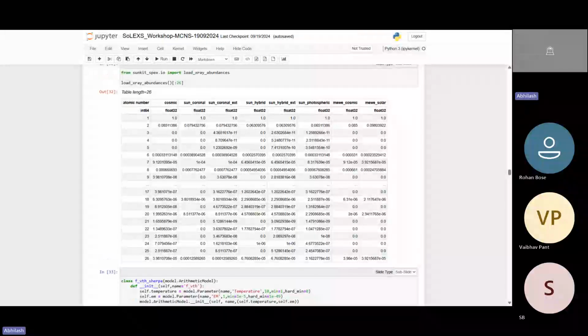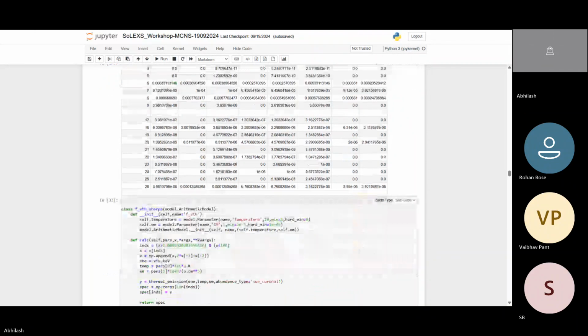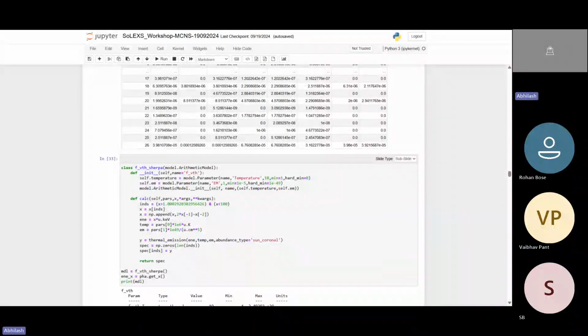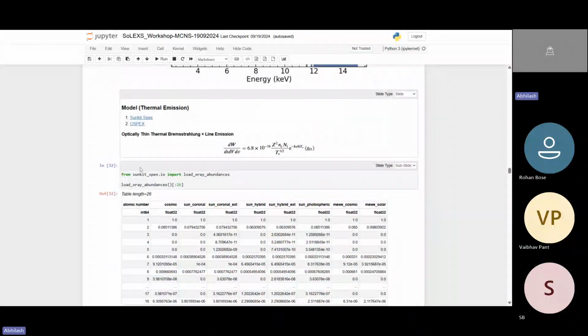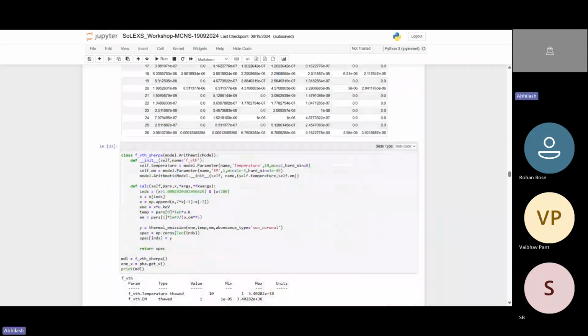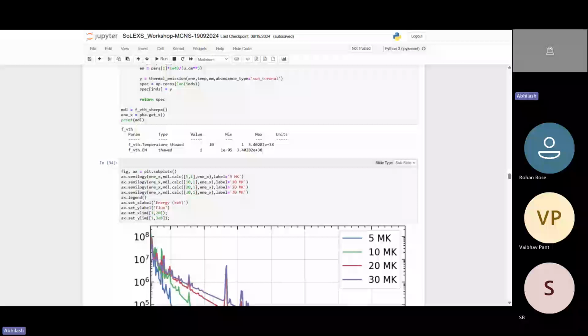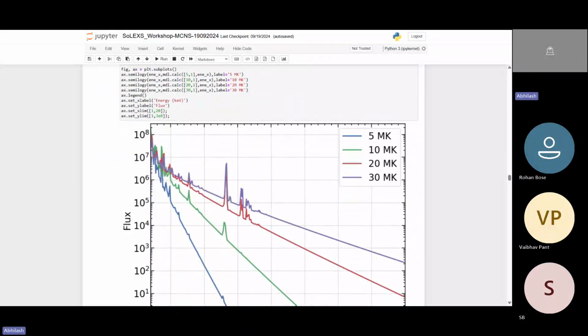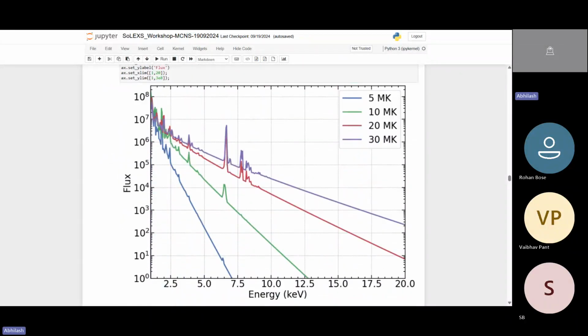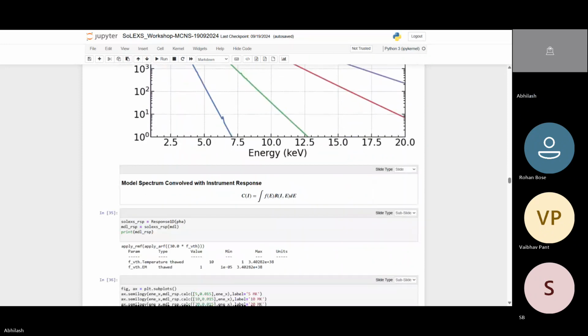And of course, we know the photospheric and coronal abundances are quite different. Right, we'll come to that as well. Okay, so we can just code this model, thermal Bremsstrahlung plus emission lines. We can just code it and try to see what kind of simulated spectrum we get. So this is exactly the plot that Manju ma'am showed. We can simulate it and try to see what kind of spectrum is available for different temperatures. Right, and so this is the simulation.